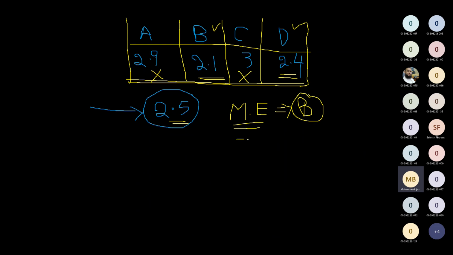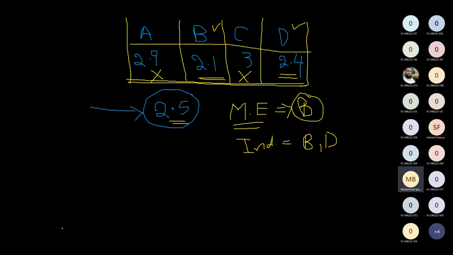But if these are independent projects, then what? We will select all those projects that meet the basic criteria. So since B and D meet the basic criteria, we will select both of these projects. Let's say if A had a payback period of 2.2 years, then we would have selected A as well. Is it clear?